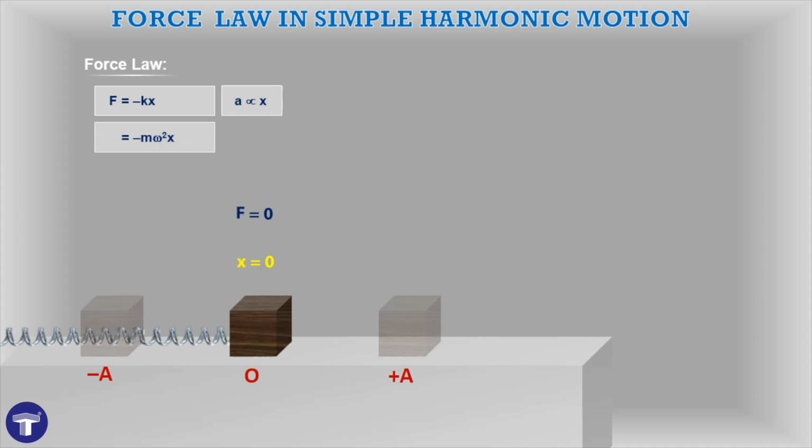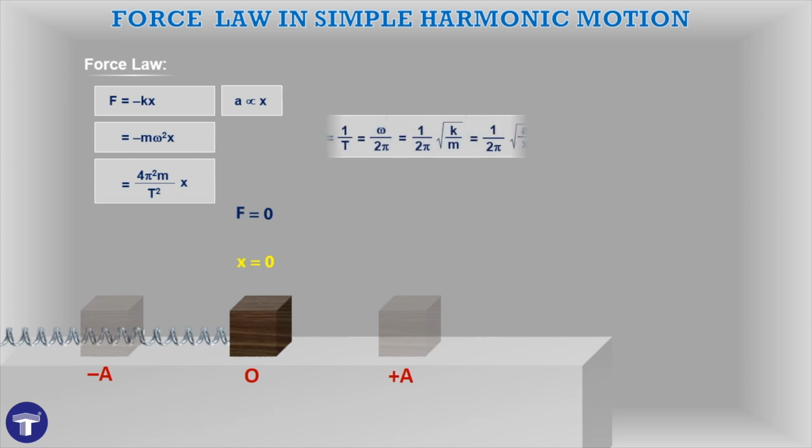And we also know that omega is 2 pi by T, and therefore F is equal to minus 4 pi square m by T square into x. These are the different equations for the force in simple harmonic motion. Now let's ask the question, what is the frequency? Frequency is nothing but the reciprocal of the time period, so it's 1 by T, given by omega by 2 pi, which is 1 upon 2 pi root k by m, which is equal to 1 upon 2 pi root a by x, where a is the acceleration and x is the displacement of the particle at any instant of time.